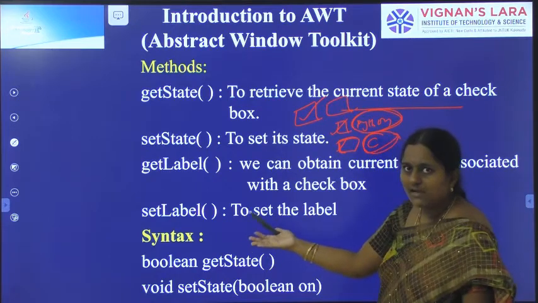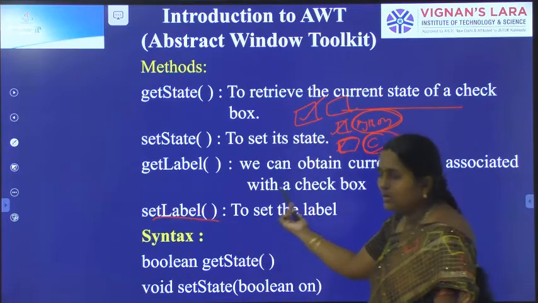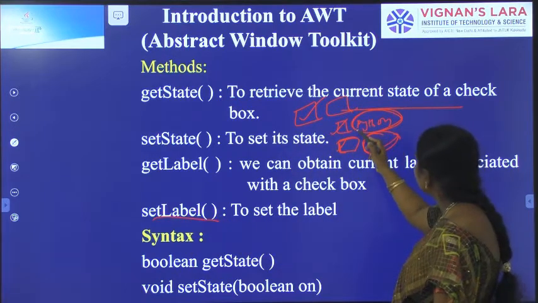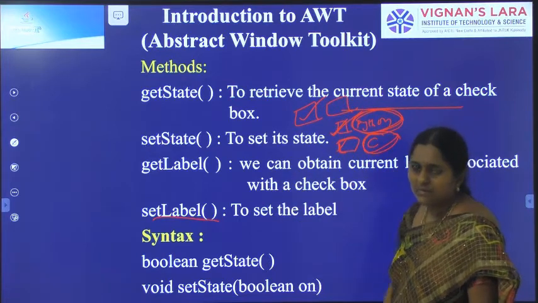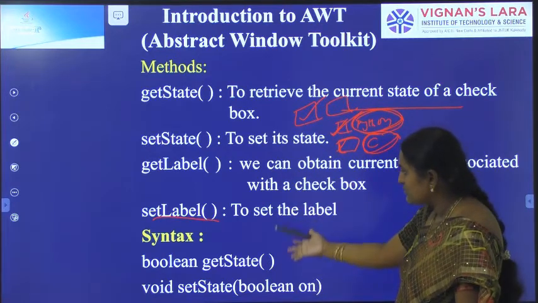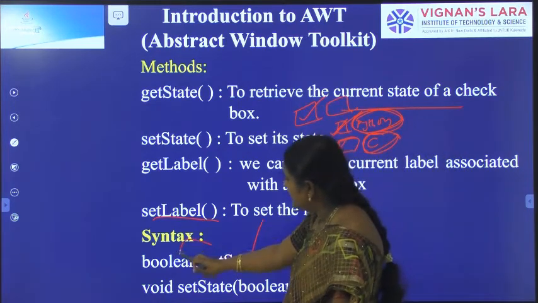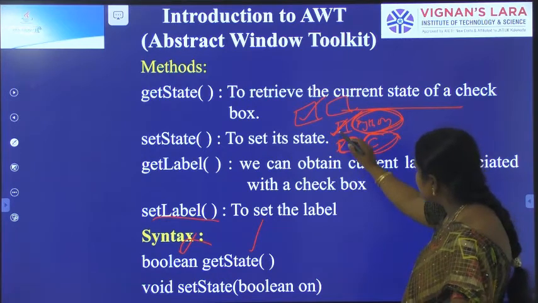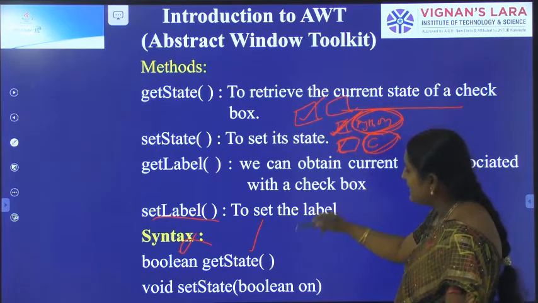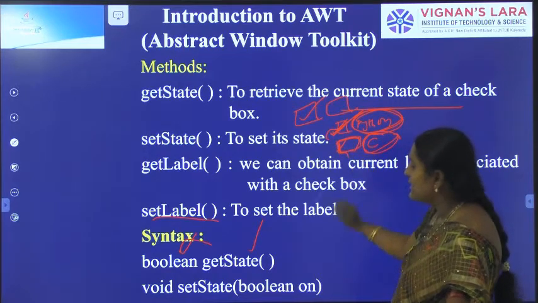So we have to set labels of the checkboxes; we can use the setLabel method. We have to retrieve the corresponding labels associated with the checkboxes; we can use the getLabel method. So what is the syntax of these two methods? The getState method returns a boolean type. Boolean means on or off, true or false. If the checkbox is marked, it will return true. If the checkbox is empty, it will return false.